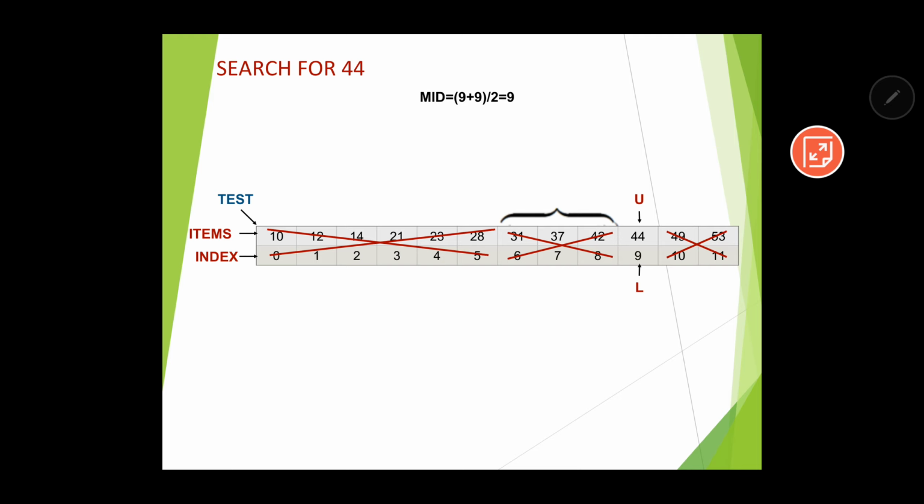From there we'll again find out the mid. 9 plus 9, because upper limit and lower limit both are 9. 9 plus 9 by 2, which is how much? Which is 9. So we'll compare the data at mid. Upon comparing the data at mid, what will we find? Since mid is 9, we have 44, and 44 was the element to be searched. So our search is successful and the element is found at the position mid.